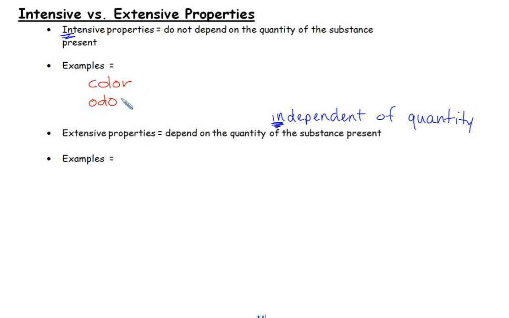odor, phase, etc. There's tons of examples. It could be things like melting and boiling point. It could be things like, again, solubility, etc. Lots of examples. Things that I would make the exact same observation no matter what my sample size was.